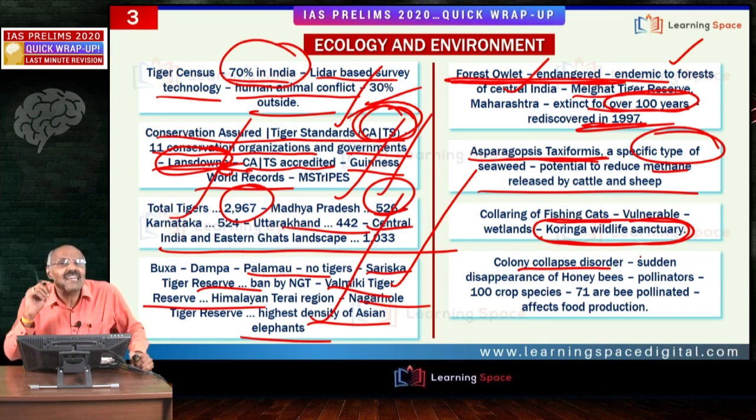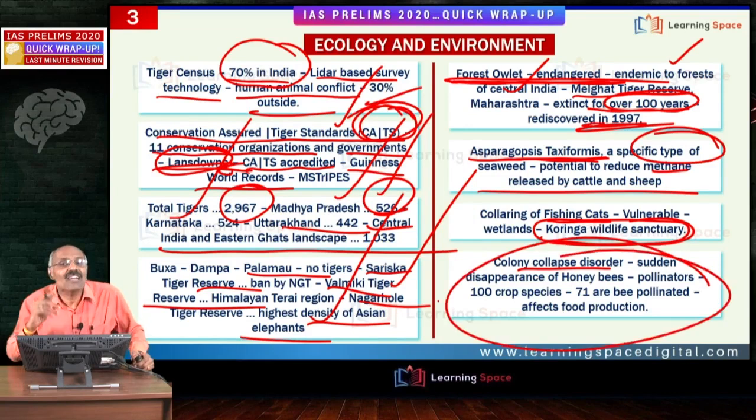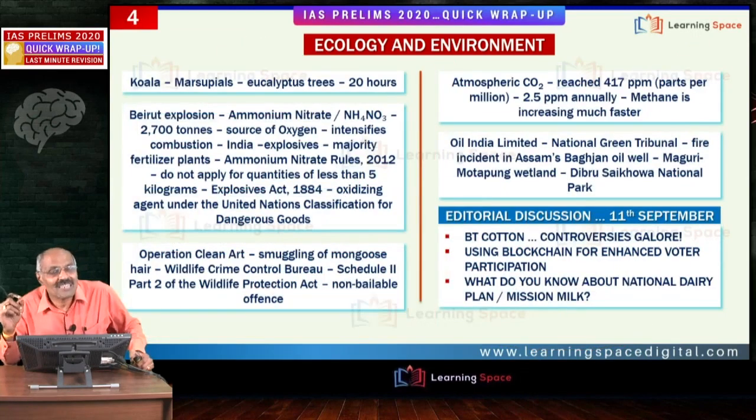Then, colony collapse disorder. That means sudden disappearance of honeybees is taking place. That is colony collapse disorder, or CCD. What is the effect because of it? Because of it, the pollination may be affected because these are the good pollinators. So because of that, crop production may be affected.